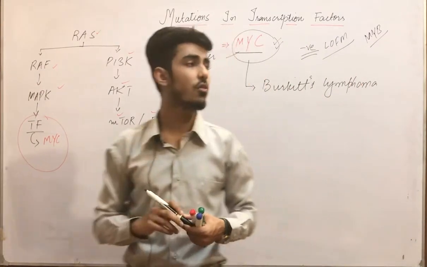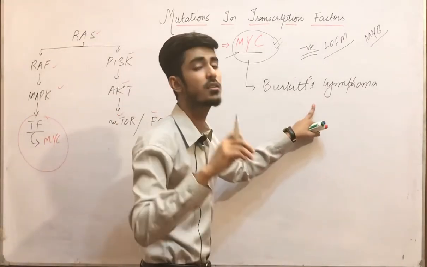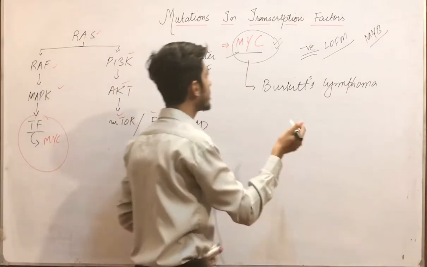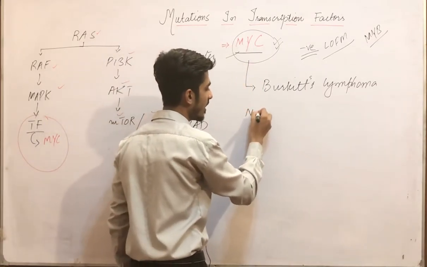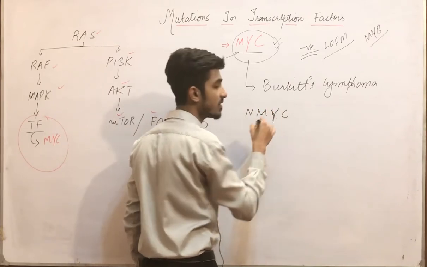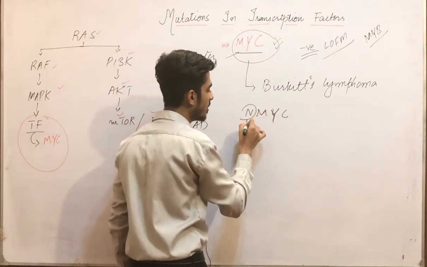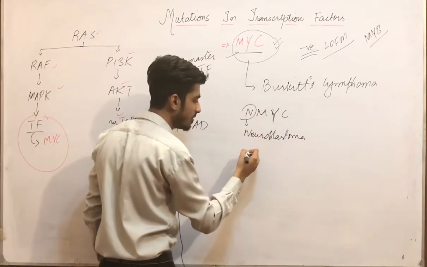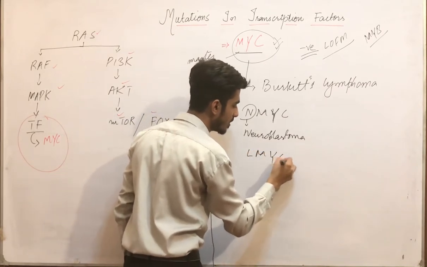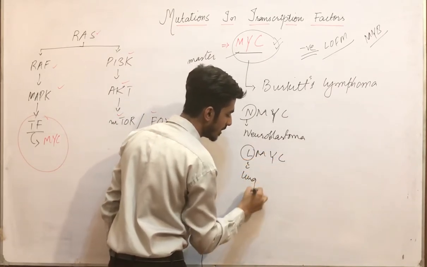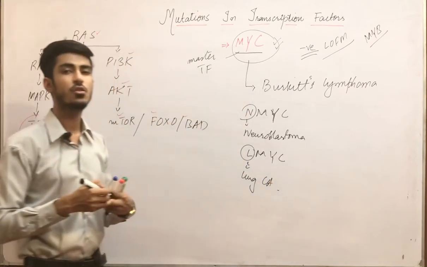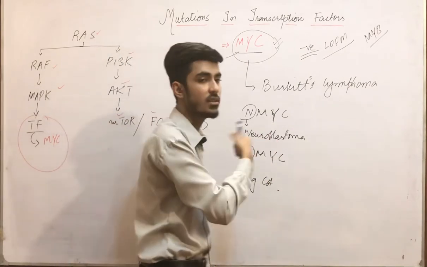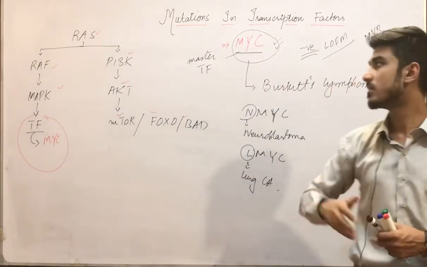So this MYC is not only mutated in Burkitt's lymphoma, but it is also mutated in others, like lung carcinoma, colon carcinoma, and breast carcinoma. We have different types, according to the cancer in which they are mutated. N for neuroblastoma, so NMYC. Then we also have LMYC. This L stands for lung carcinoma or lung cancer. Clear? So according to the name of the cancer, we have NMYC and LMYC, mutated in these cancers. Clear? So this is the MYC.